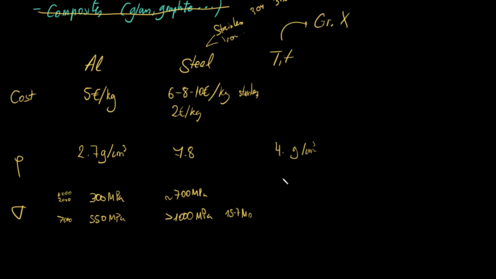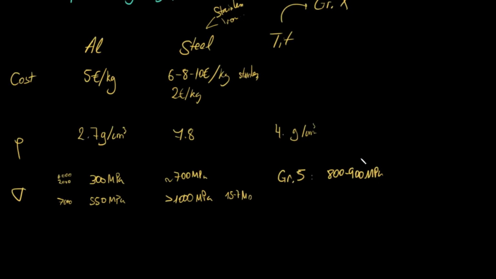And titanium, on the typical alloy, which is grade 5, we're looking at maybe, I don't know, from 800 to 900 megapascals. So it has a strength comparable to pretty high strength steels, above stainless steels, and it has half the density. So you can imagine why it's such an interesting material.